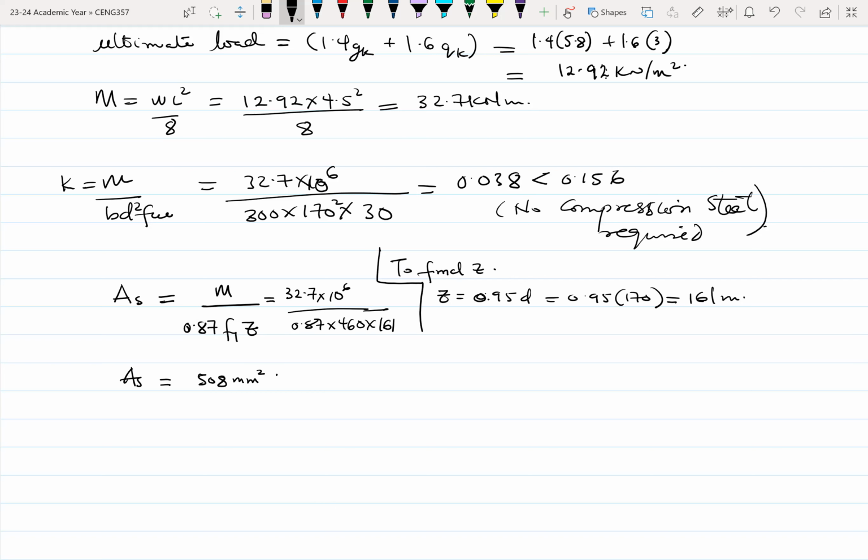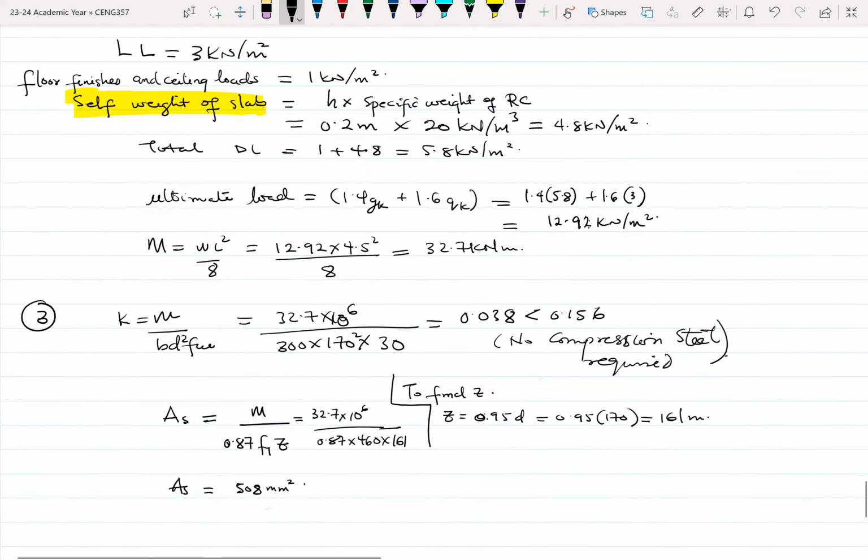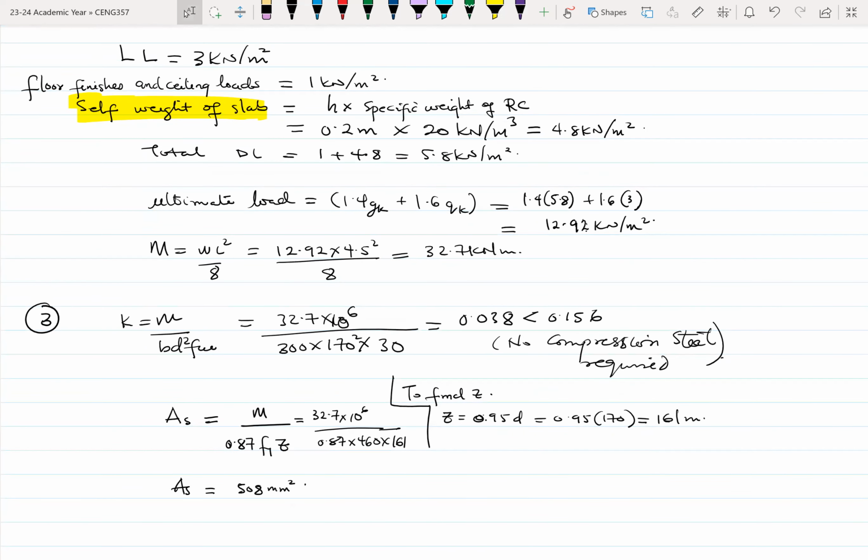One thing I didn't mention is that since we are looking at per meter width, everything we are doing here is per meter. So finally, I'll show that here in the rebar. It's 508 millimeters squared per meter length of the slab.